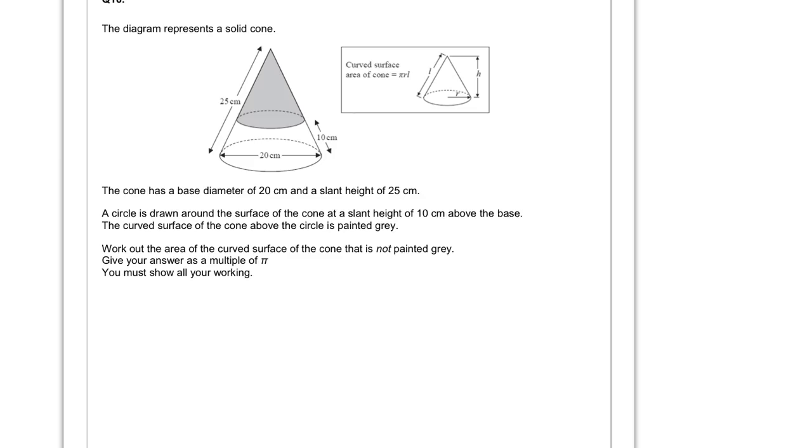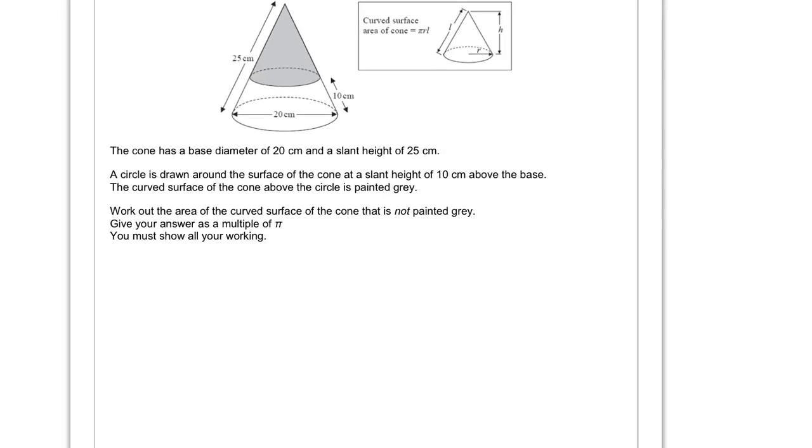Okay, question 16. The diagram represents a solid cone. The cone has a base diameter of 20 centimeters and a slant height of 25 centimeters. A circle is drawn around the surface of the cone at a slant of 10 centimeters above the base. The curved surface of the cone above the circle is painted grey. Work out the area of the curved surface of the cone that is not painted grey. Give it in terms of pi.